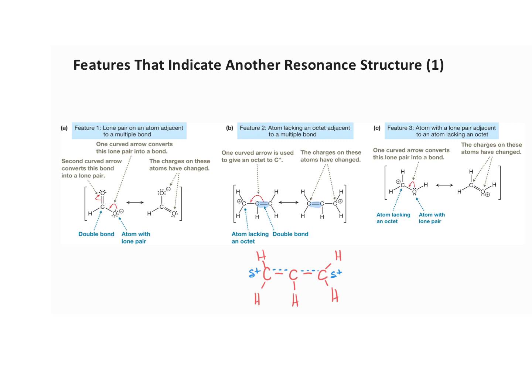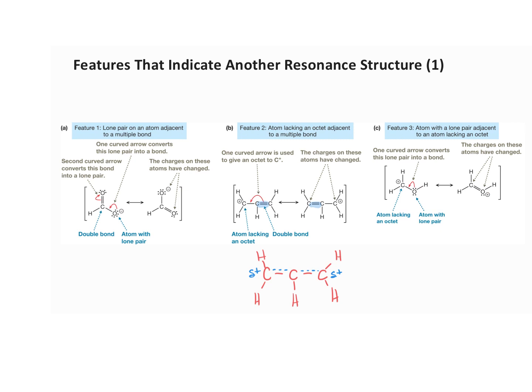So I wanted to take a quick moment and just do one more of those. The third feature is that you have an atom with a lone pair adjacent to an atom lacking an octet. So this guy doesn't have a full octet. We've got a lone pair. Those electrons can jump there. And now you have this as the resonance contributor.